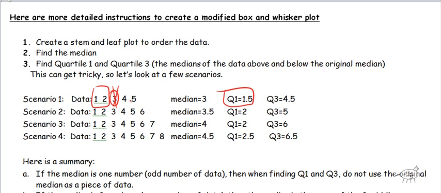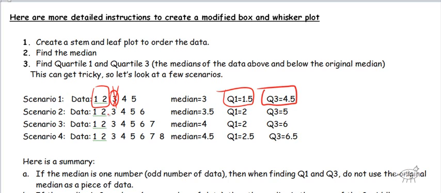Same thing with this next one, 4 and 5, right? That's 2 numbers. So 4 plus 5 is 9, 9 divided by 2, the average of those, is 4.5. Okay, so that's how you find Q1 and Q3. Very, very important. Let's take a look at scenario 2.